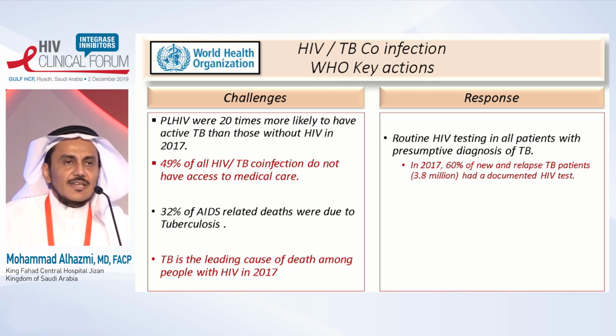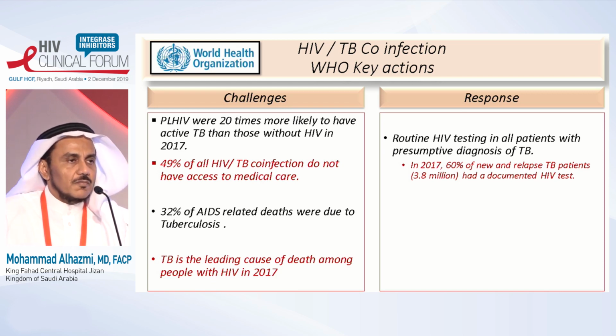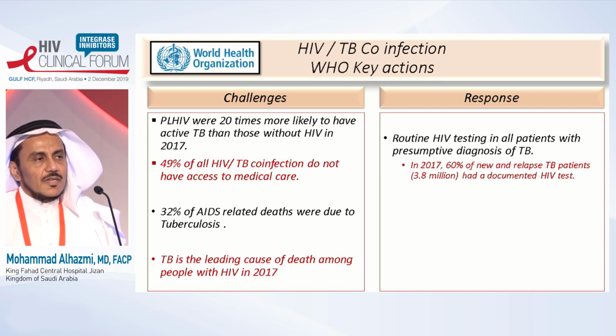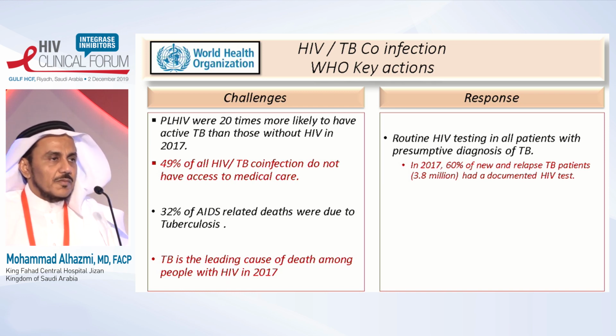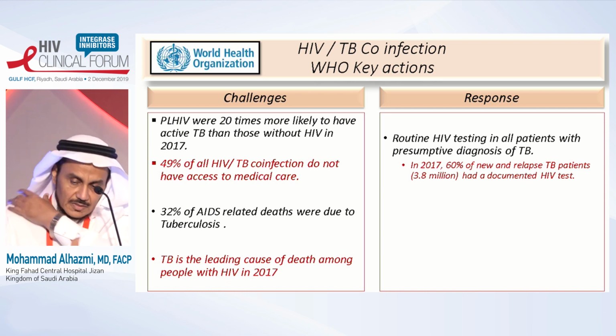Everybody with tuberculosis has to be tested for HIV. The test is very simple, and yet only 60% of people get tested. And looking at our Ministry of Health data, probably only 71% get tested. So we really have to improve this statistic. It's very easy to do.